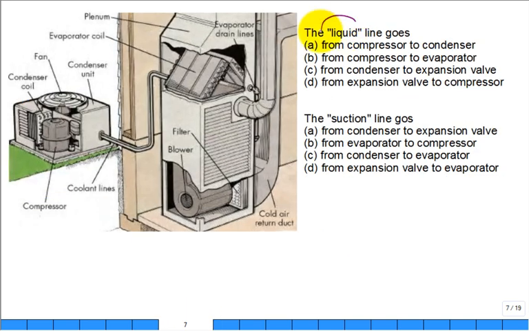The liquid line goes from, and since you already answered it, I'll let you answer this one. From the condenser to the expansion valve, and you're done for the morning. The suction line goes from, somebody new. Yes, sir. So it goes from the evaporator to the compressor, B, right? Done.